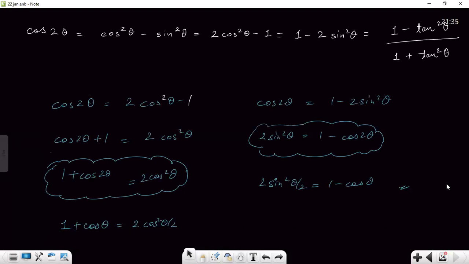Any doubts, anyone? So this is the double angle formula for cosine. Let's now move ahead with sine.